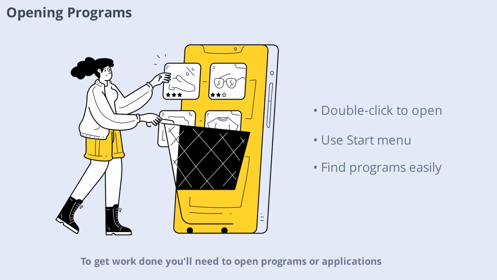To get work done, you'll need to open programs or applications. You can do this by double-clicking an icon on the desktop or selecting it from the Start menu. Programs let you perform specific tasks like writing documents, browsing the web, or editing photos. Knowing how to find and launch the right program is essential for productivity and makes your computer experience much smoother.